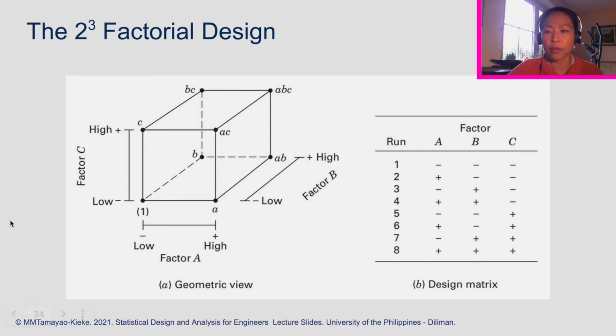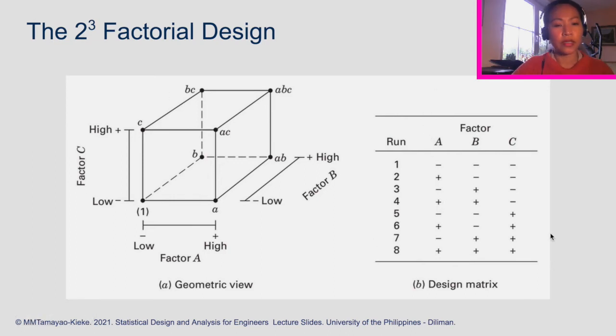Now we are moving on to the 2 to the 3 factorial design. We can see a cube here with corners representing the treatment combinations for a 2 to the 3 factorial design. Here you have the low level for all 3 factors. Here, conversely, you have the high level for all factors as represented by the presence of their corresponding lowercase letters, and so on.